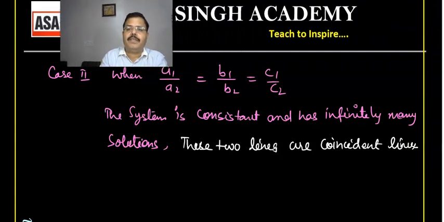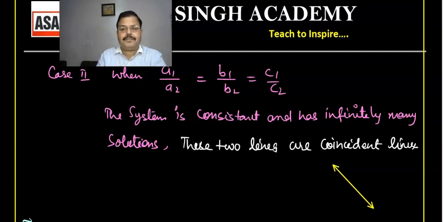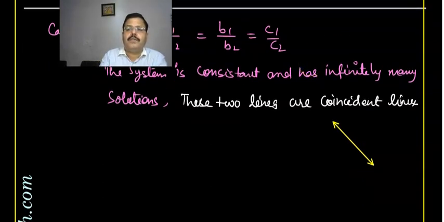So if I plot the graph of this, say one line is like this and the other line is also like this, so these two lines are coincident on each other. They will overlap on each other, right? Coincident lines. These are coincident lines, so they will overlap each other and there will be infinite common points.